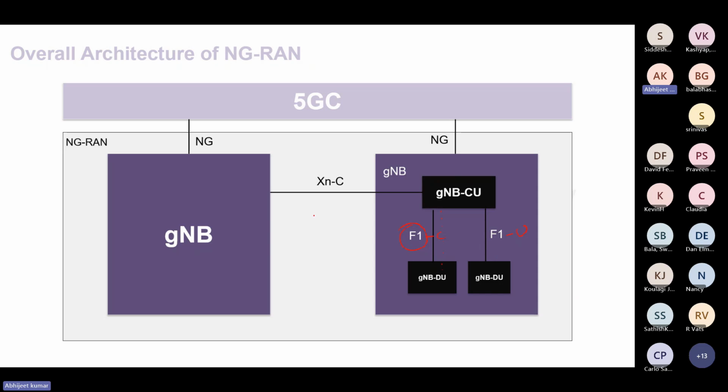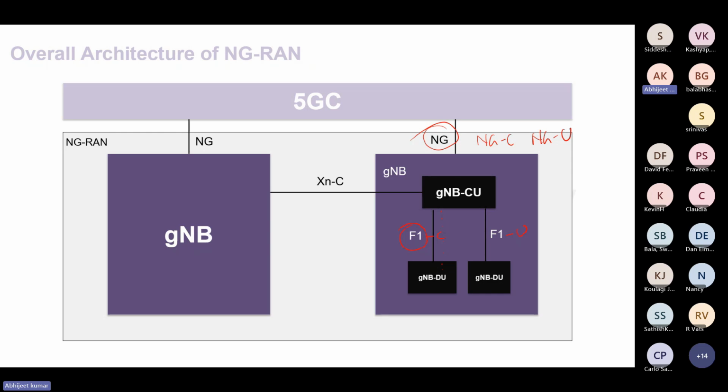Then here you have one more interface that is called the NG interface. The NG interface is the kind of interface that connects the NG-RAN to the 5G core network. Now the NG interface also has two interfaces, one is called NGC and another one is called NGU. NGC is for the control plane that manages the control signaling and the control information. NGU is for the user plane that carries the actual user data between the RAN and the core network. So overall, this diagram looks like this.